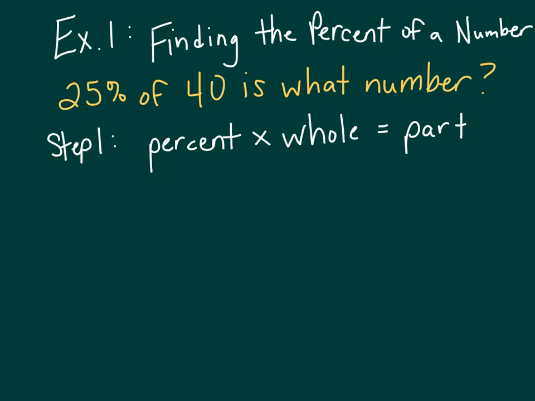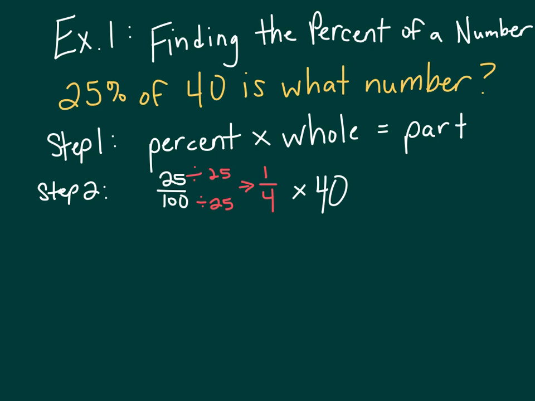So the first thing we're going to do here is use this expression: percent times the whole amount should give us the part that we're looking for. Step 2 is that we are going to write that percent as a fraction, and 25 over 100 is our percent, 25%, and then we can divide both of those by 25, and that's going to give us 1/4, and then we are going to multiply that by the whole amount of 40, which you can write like that, or remember you can also write that right away like a fraction here.